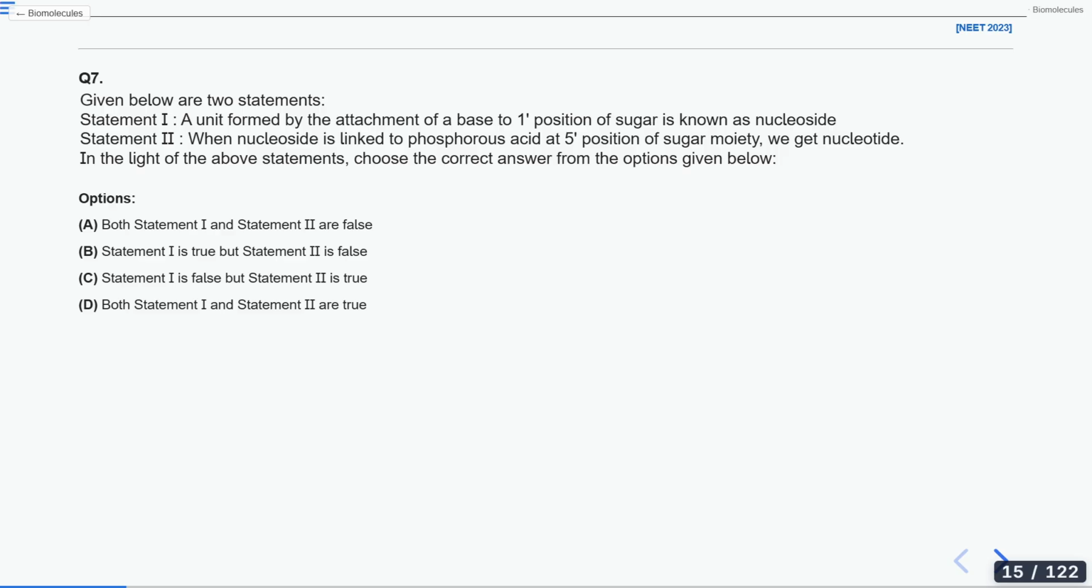Remember, nucleotides are a part of the DNA. So everyone is answering that both statements are true, D. Are you sure about it?